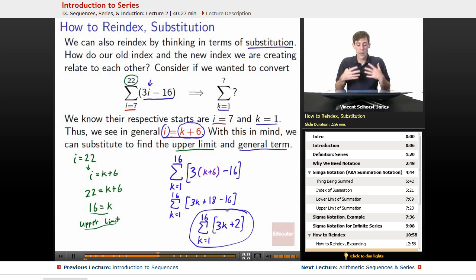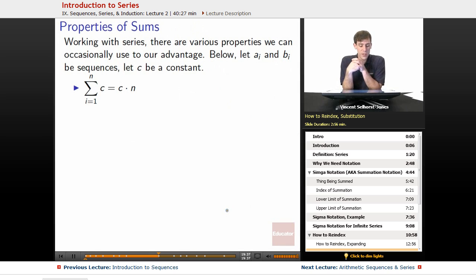And then what is your expression going to wind up being if you just plug in your connection between the two indexes? Cool. All right, working with series, there are various properties we can occasionally use to our advantage.